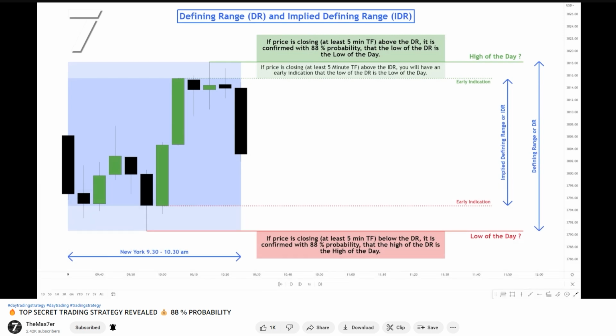The link to his video and the channel is in the description below, who showed us that the time from 9:30 to 10:30 is essential to find these values. After this period, we just look if we have a break of the high or the low of this area. And if price is breaking, for instance, the high, then we have an 88% chance that the low of this area will be the low of the day, and vice versa for the opposite side.